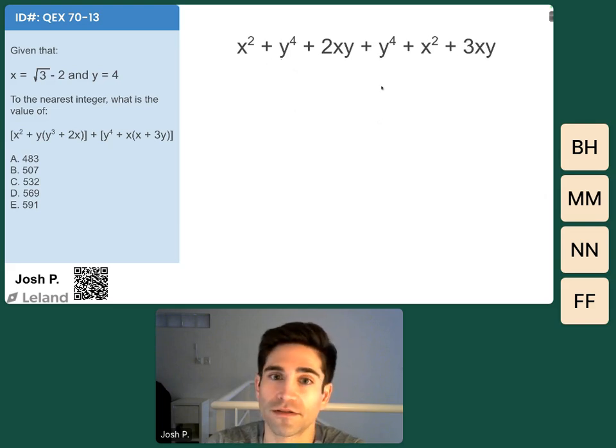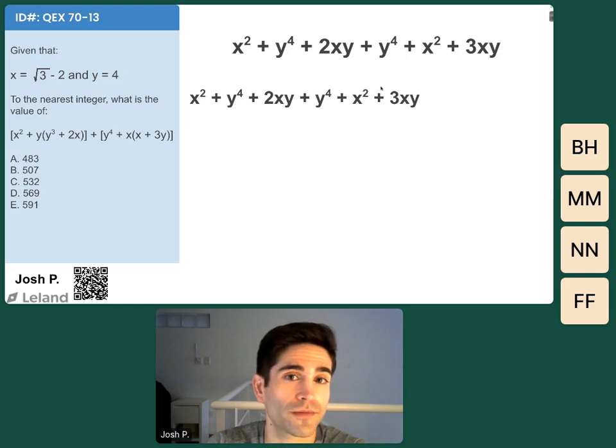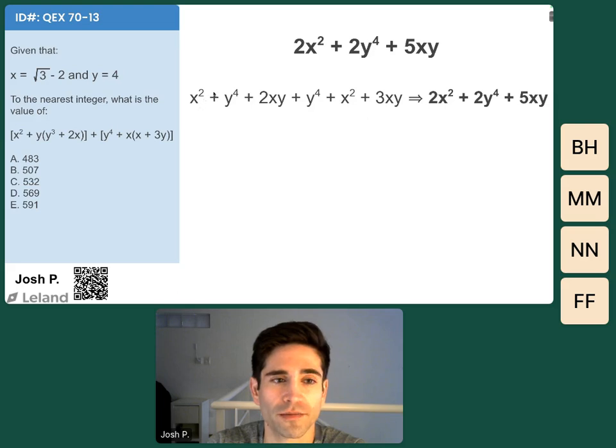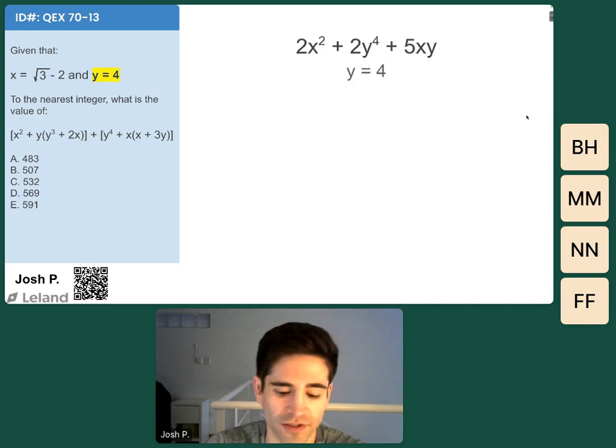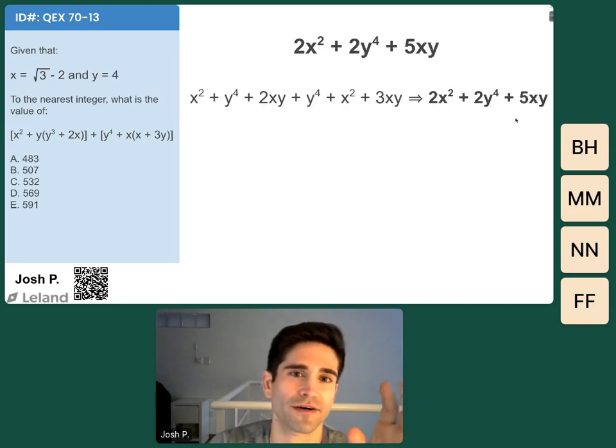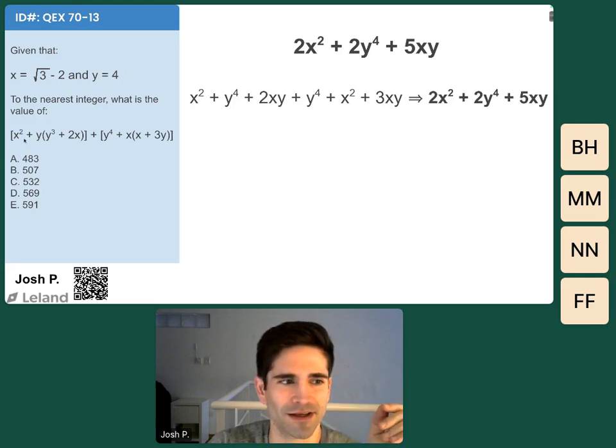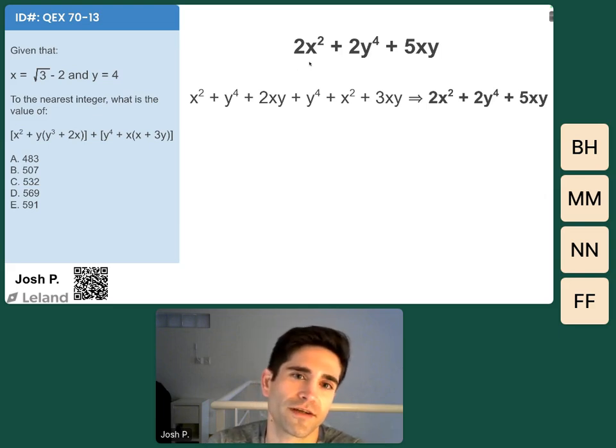And now we're left with this, which we can also clean up a bit. Basically, x squared plus y to the fourth plus 2xy plus y to the fourth plus x squared plus 3xy is equivalent to 2x squared plus 2y to the fourth plus 5xy. So essentially, we made our lives a bit easier, right? We had this very nasty term or operation right here, and we're left with this more cleaned up version.